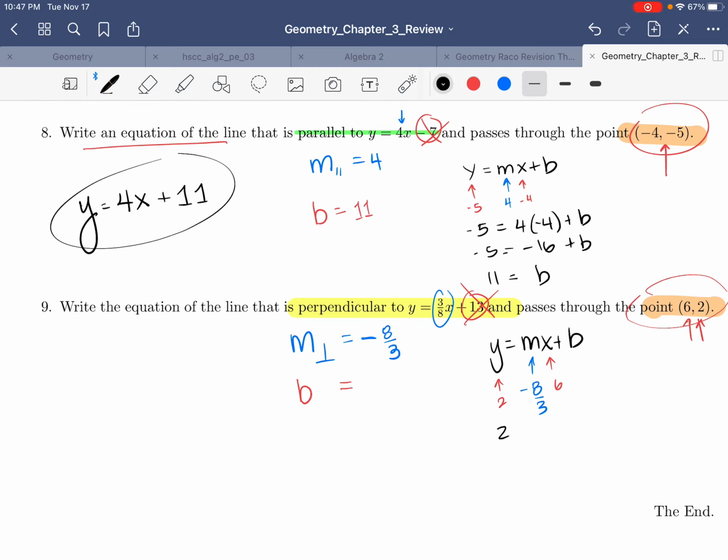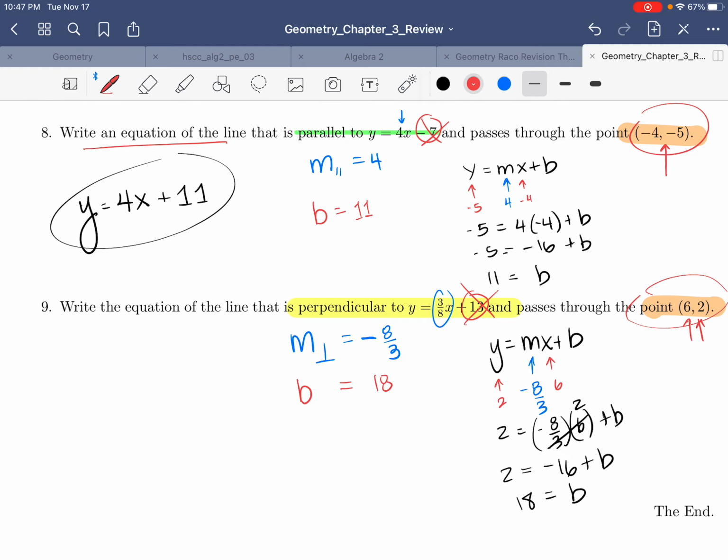So we can write it out. 2 is equal to -8/3 times 6 plus b. The 6 and the 3 cancel to the 2. The 2 and the 8 is -16, so I have 2 is equal to -16 plus b. Adding the 16 to both sides results in b equaling 18. I now have my y-intercept, which is 18.